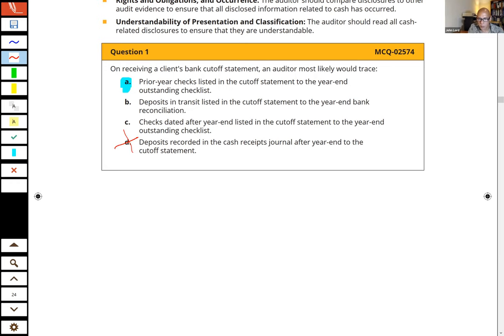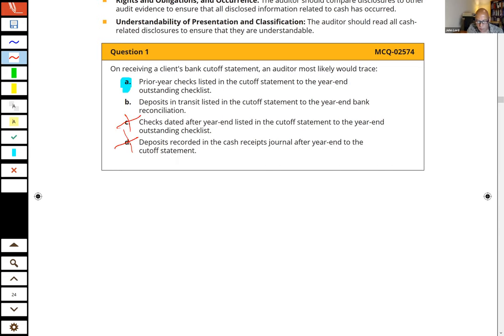Then you look at C: checks dated after year end listed on the cutoff statement to the year-end outstanding checklist. Well, checks dated after year end would not be listed as an outstanding check. Those are checks that were dated before year end that haven't cleared the bank yet, right? Those are part of my outstanding checks on my reconciliation. So I'm not going to do that.